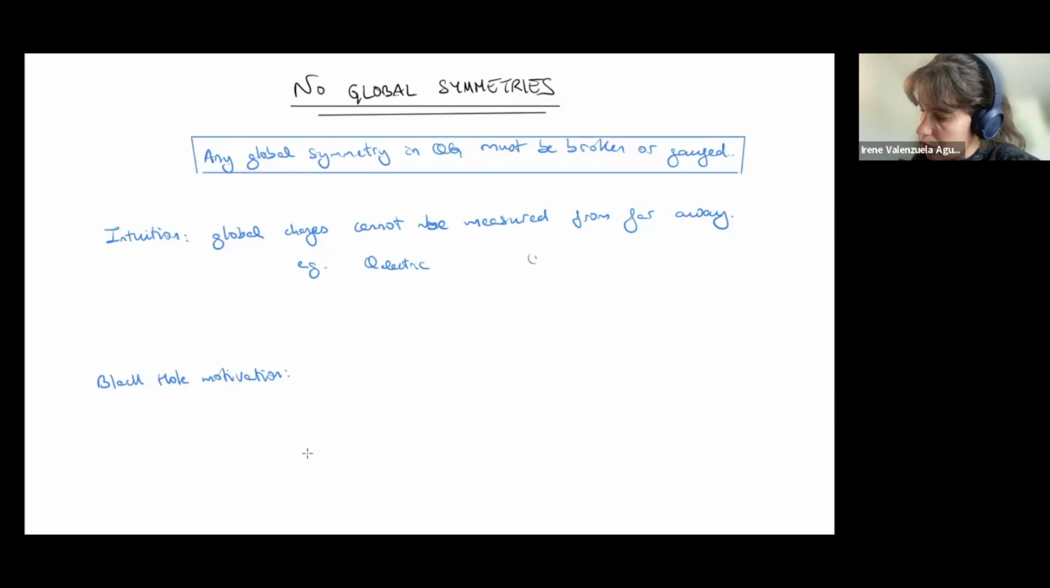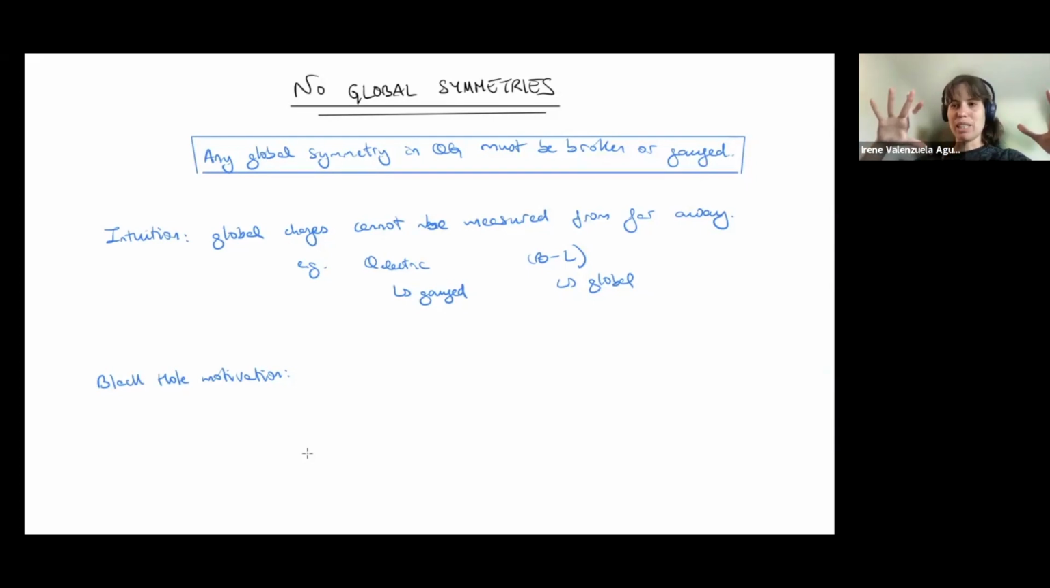And I can also have another symmetry of the standard model, which is called B minus L, the number of baryons minus the number of leptons. This is also something which is conserved at the level of the standard model of particle physics. So these are two types of symmetries. But B minus L is a global symmetry, while the electric charge is a gauged symmetry. Both are symmetries, both act on the Hilbert space, but for B minus L, there is no way to measure this from far away.